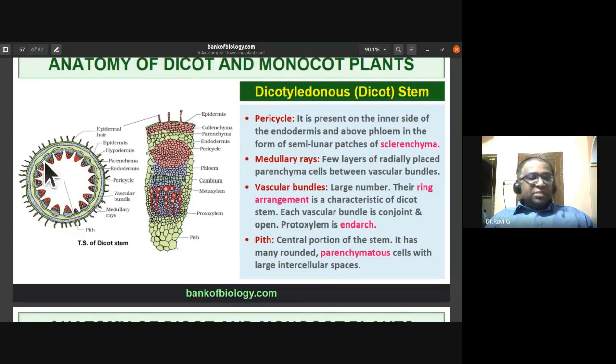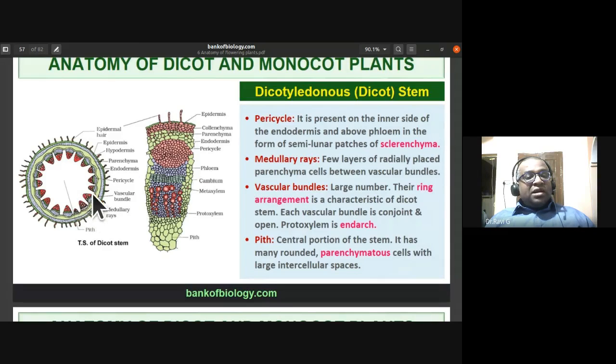Next, if you are going to describe the vascular bundles, they have a large number of vascular bundles. They are arranged in a ring-like manner, which is a characteristic feature of dicot stem. Here they have not used the term eustele. This sort of ring-like arrangement of vascular bundles we call eustele. So remember to write that also. The stele is called eustele because they have vascular bundles arranged in a ring-like manner.